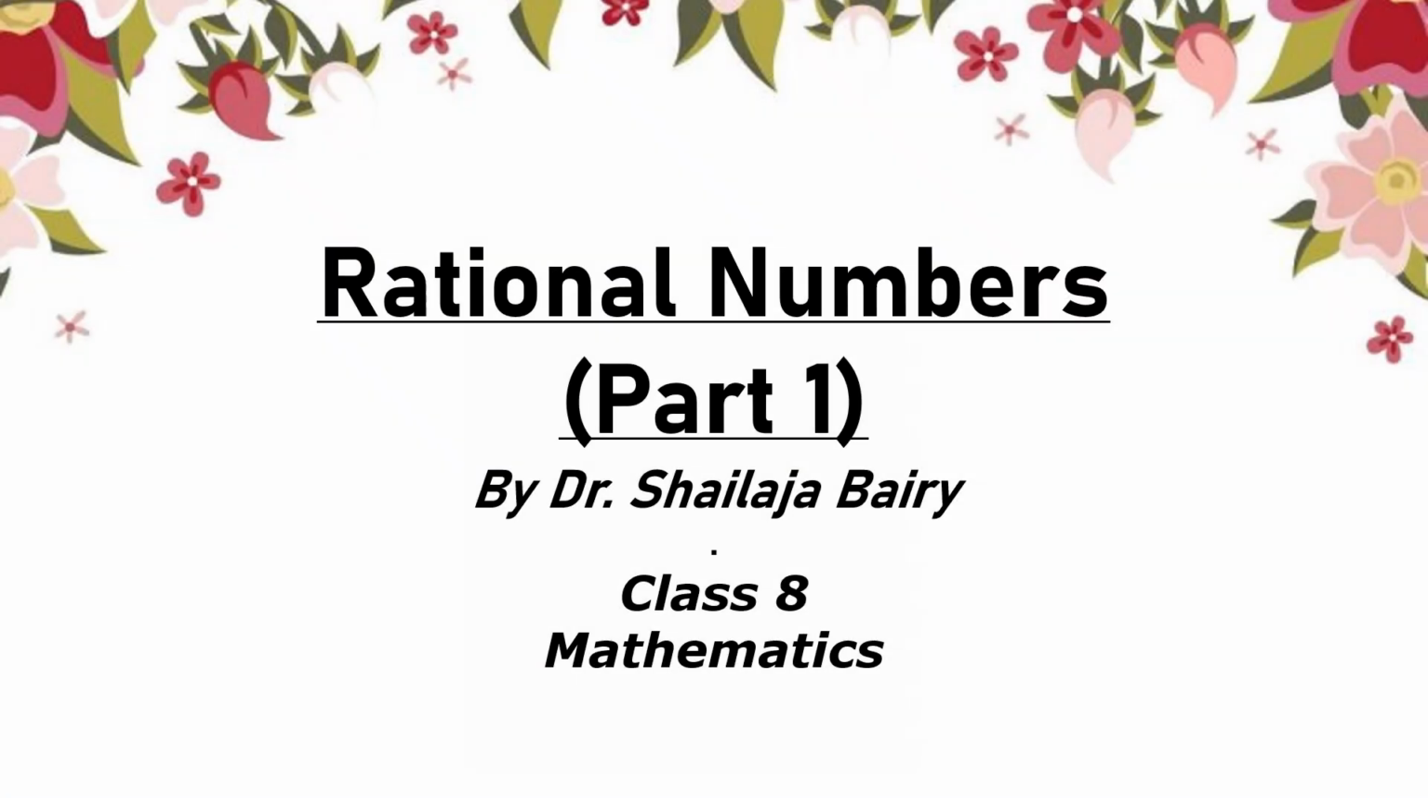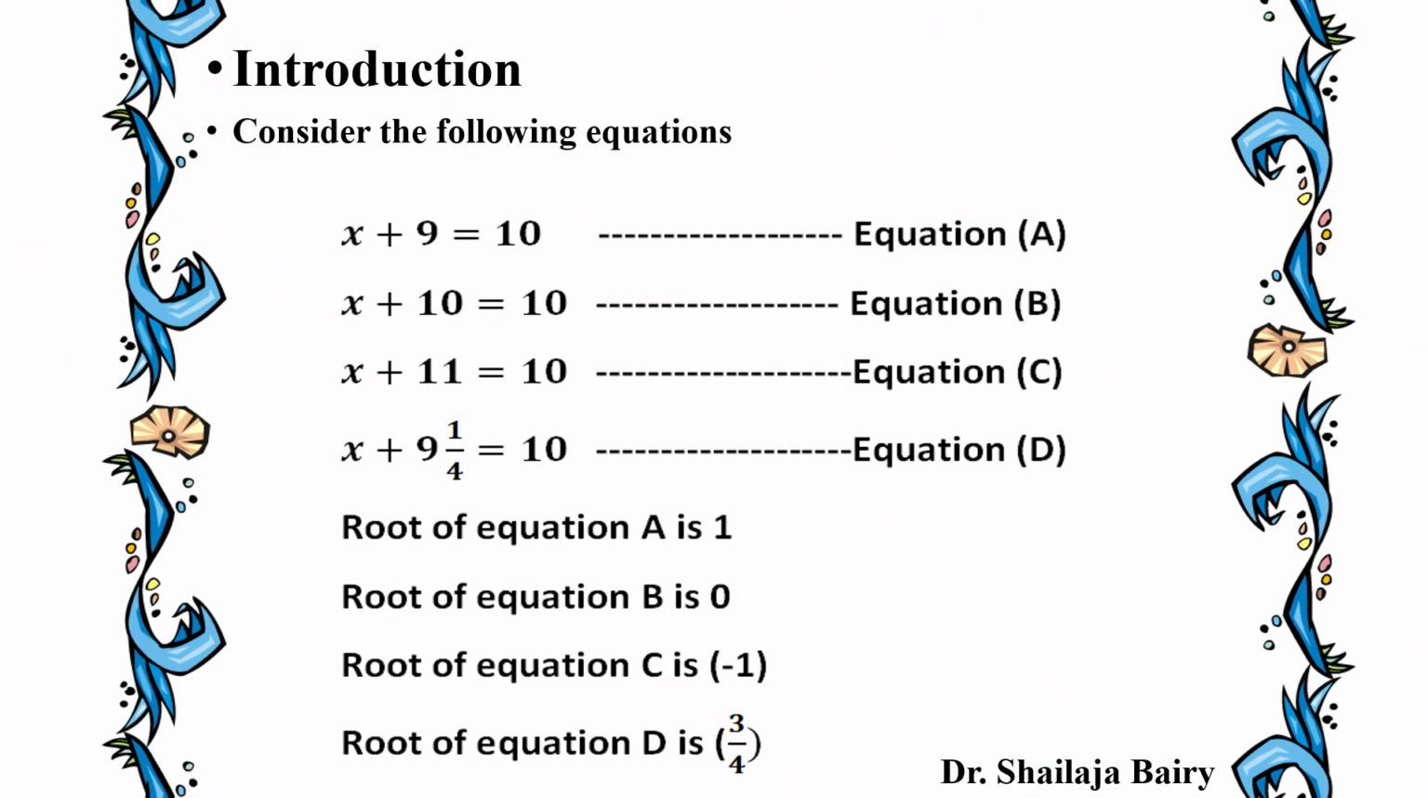Let us begin the lesson on rational numbers. Have a look at these simple algebraic equations. The equation A is true for x equal to 1. We know 1 is a natural number. If we consider equation B, its solution is x equal to 0. So, we have to extend our reach to the whole number set now.